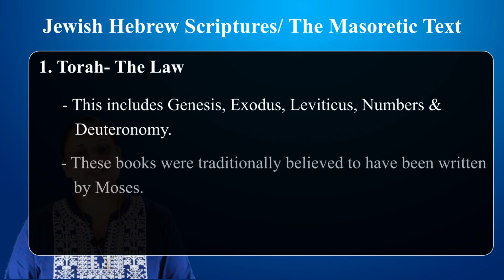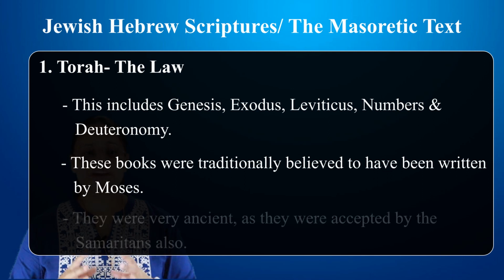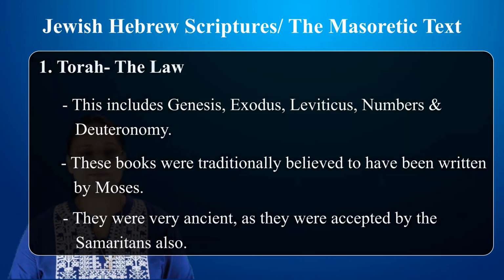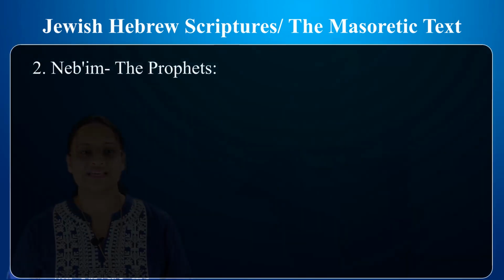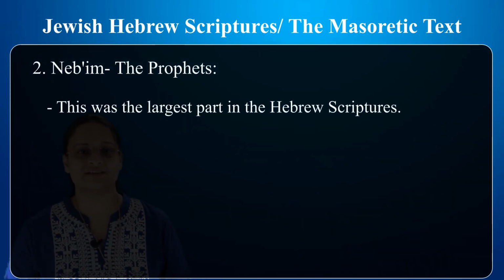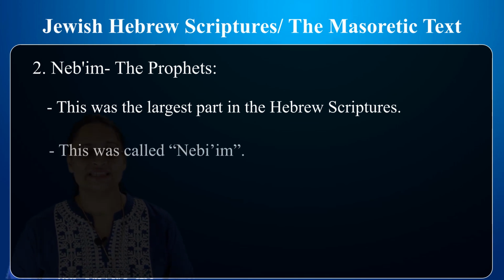These books were traditionally believed to have been written by Moses. They were very ancient as they were accepted by the Samaritans also. The second section is the Nebiim or the prophets. This was the largest part of the Hebrew scriptures. This was called Nebiim in Hebrew.